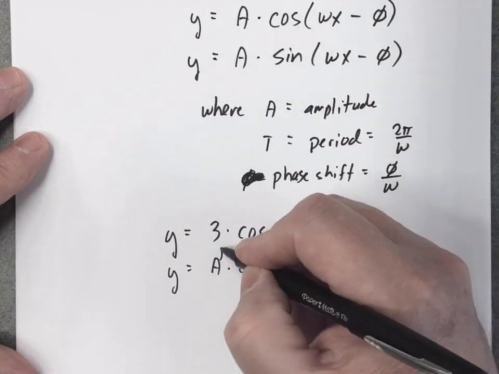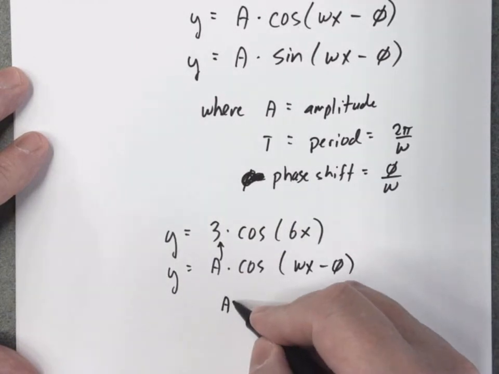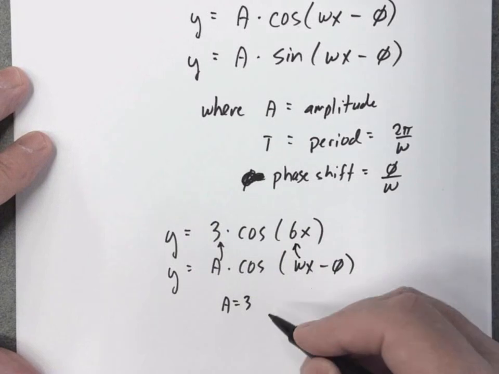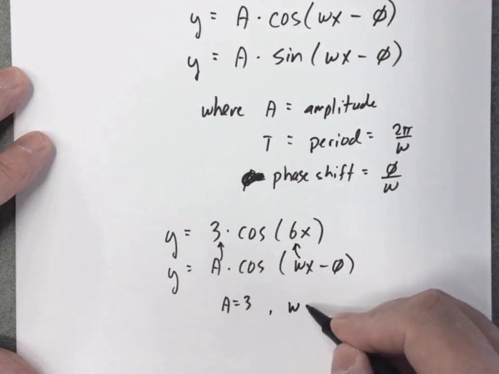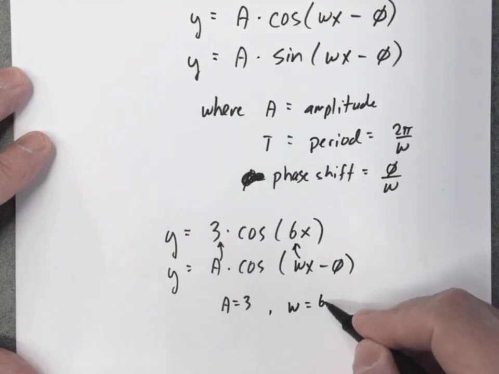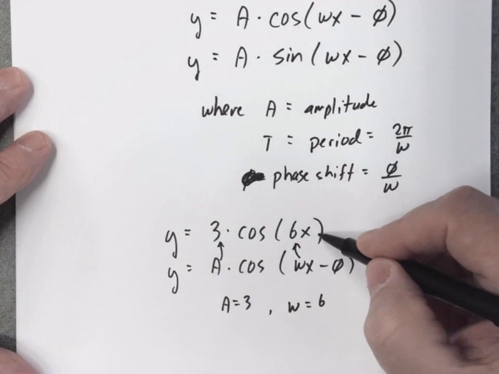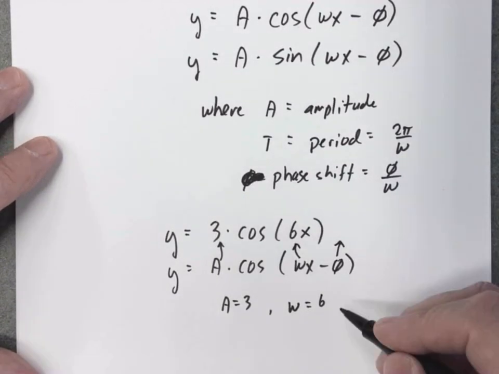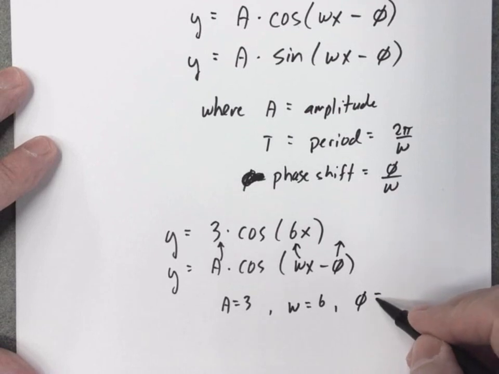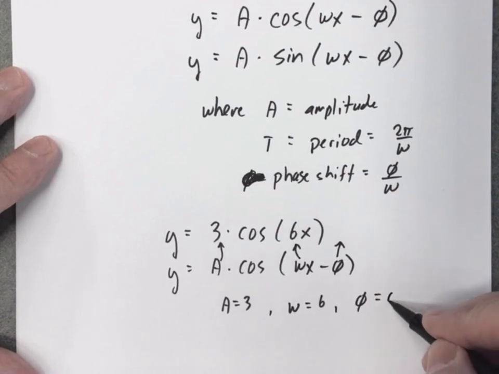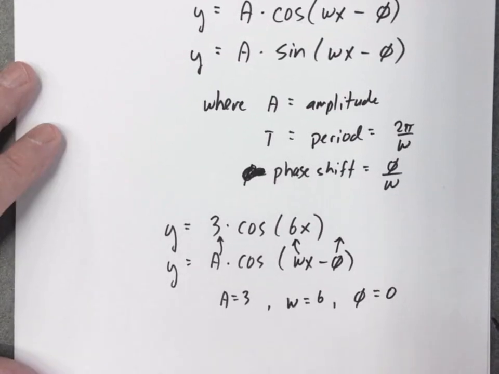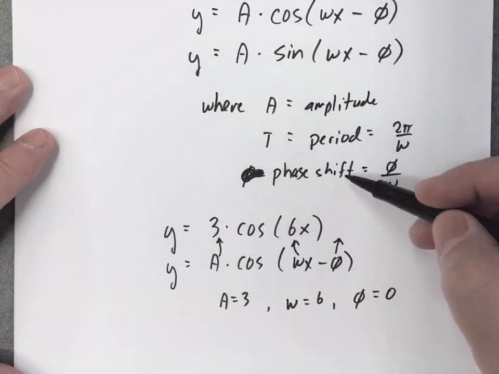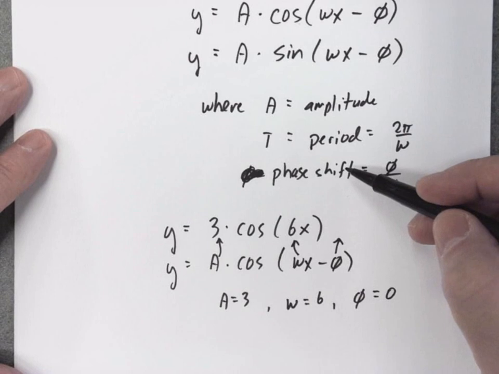So obviously, A is going to be 3. Omega is going to be 6. Now here, because there's nothing subtracted, in this case phi is going to be 0. So now, once we know these parameters, we can determine the information they're asking us for.